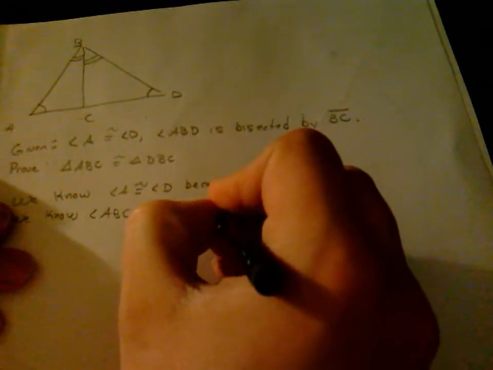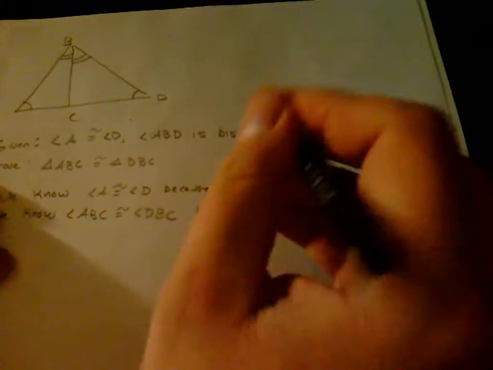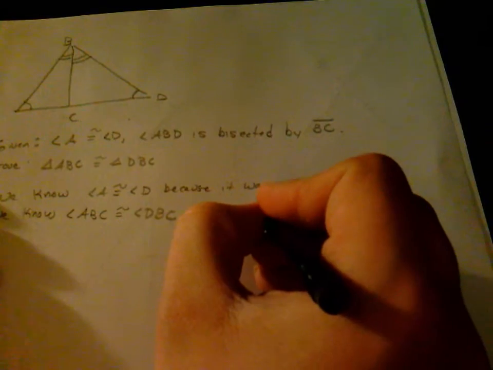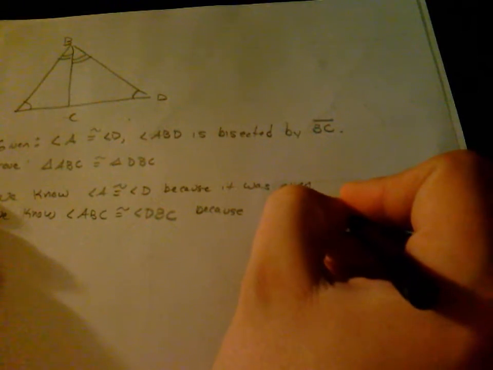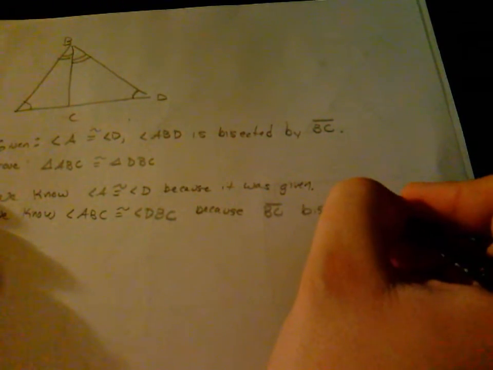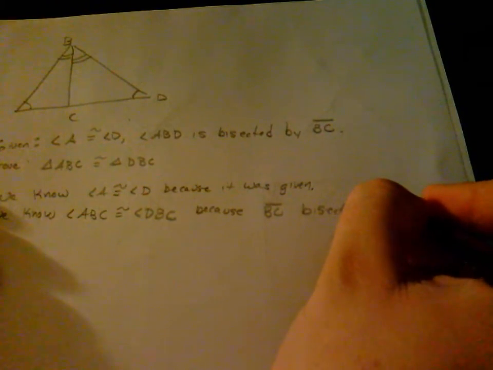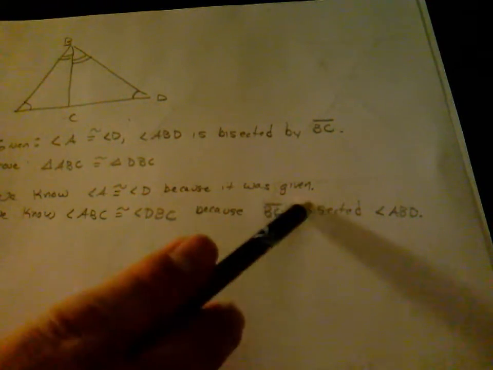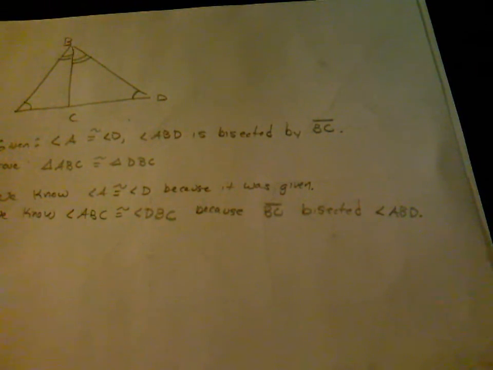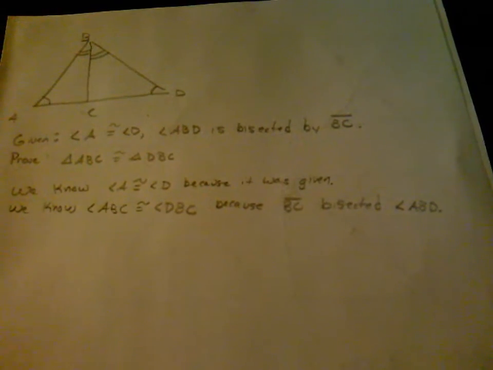Why do we know that? Because BC bisected angle ABD. Now we don't have to go on from there. Why? Because we know what bisected means. It's a mathematical term that means to cut in half and to create two equal halves. So bisect something in half. Therefore, it's accepted that we can say it's bisected by BC, so therefore these two angles have to be congruent.